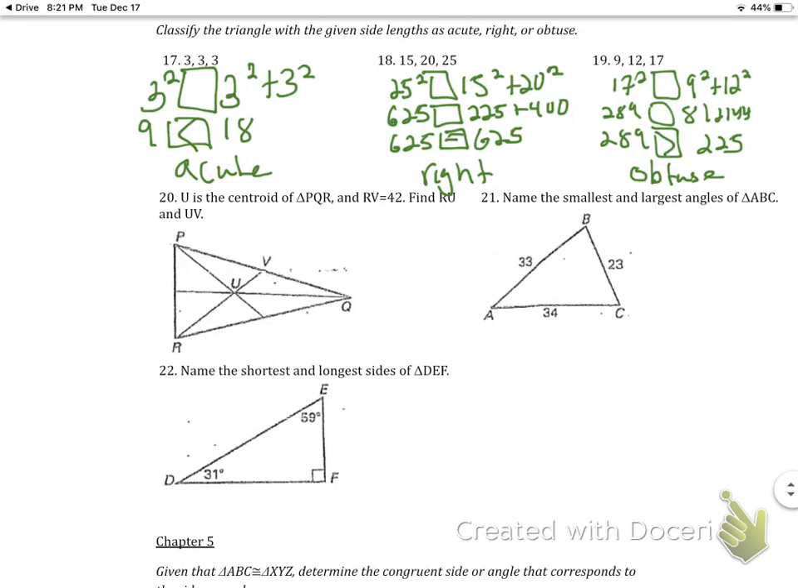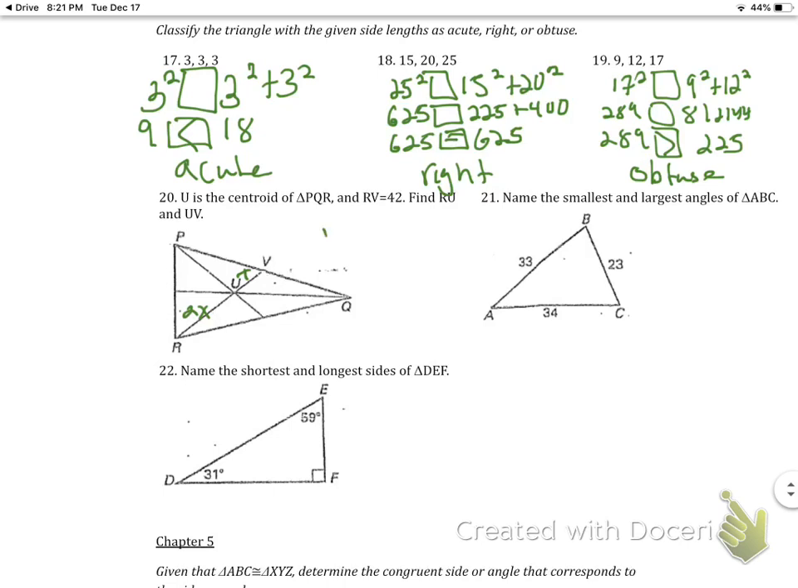Okay, we're moving on. We're now to the second to last page. Yay. When we look at these, this brings us back to the centroid. So remember, that's where your medians meet. And then we had special distances here. So you know that U is the centroid, and we know that RV, the whole thing, is 42. Remember, the part by the point is 2x, the part by the side is x, and we want to find the length of the two parts.